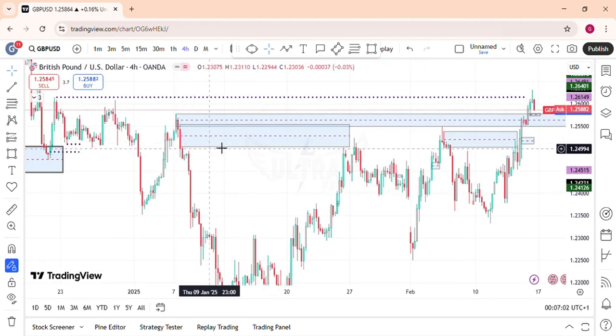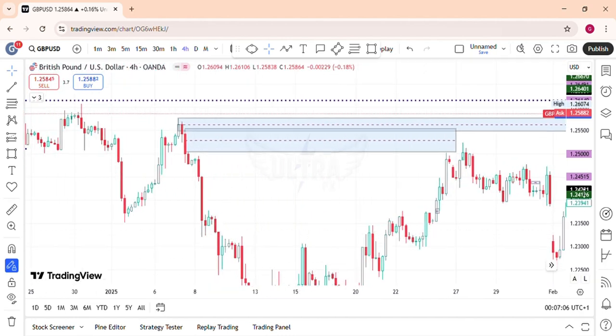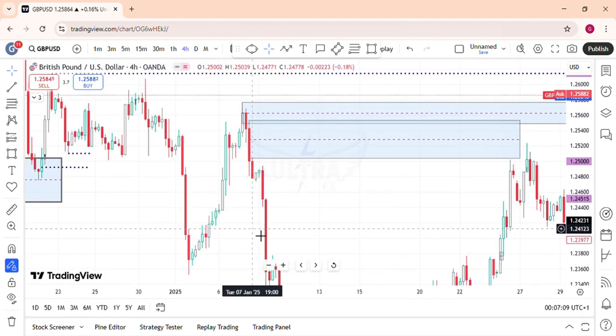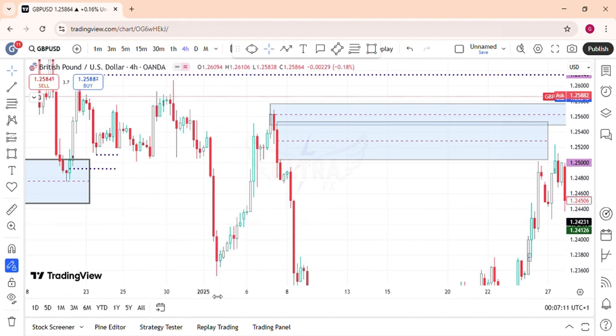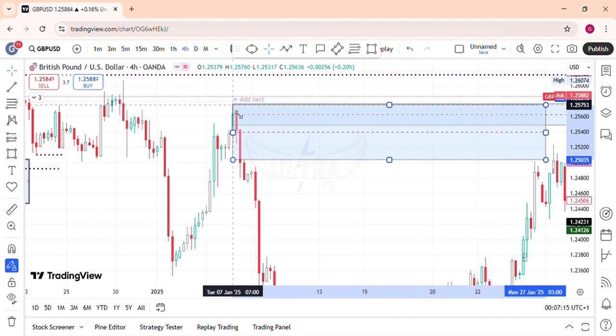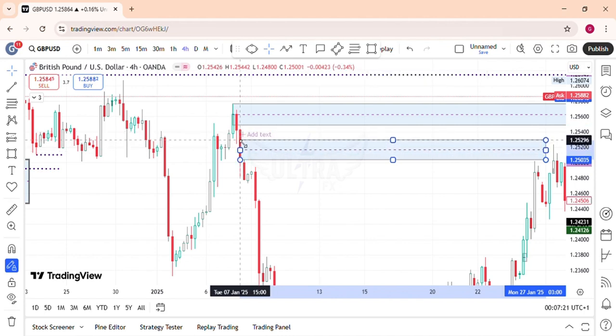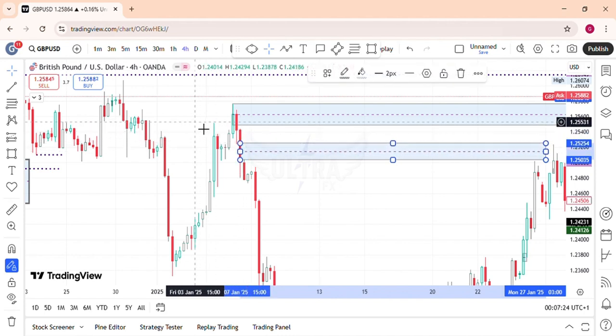You can see a fair value gap that is closer to the order block is a powerful fair value gap. You can highlight your fair value gap up to the end here, or for clarity's sake, I'm going to just highlight it like this. This is your fair value gap.